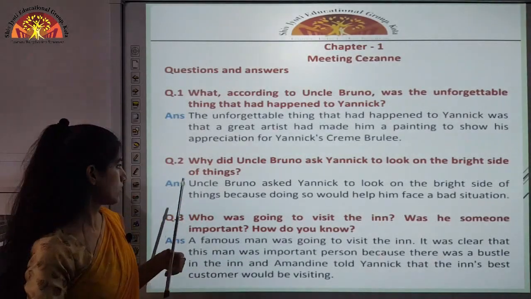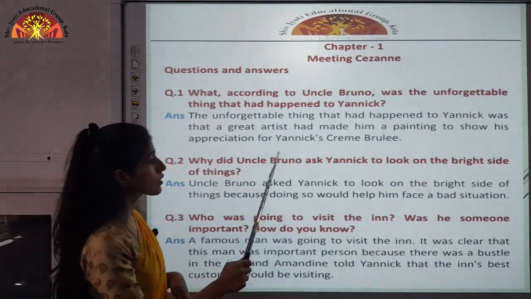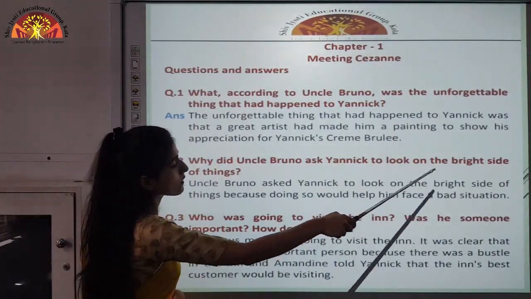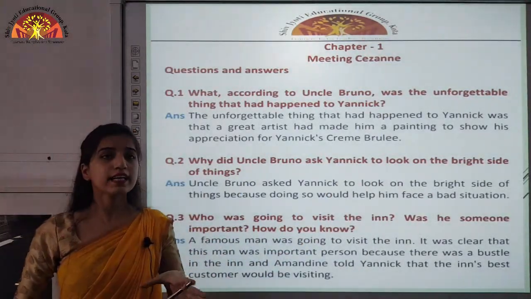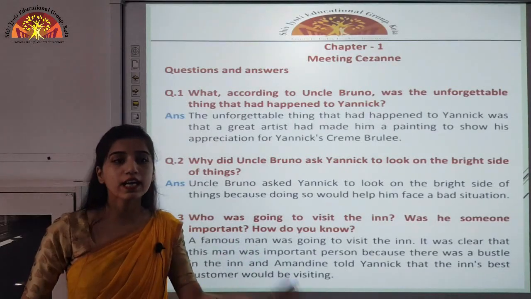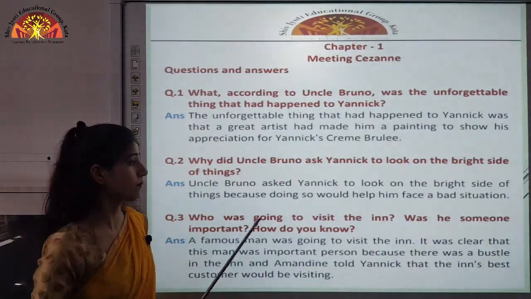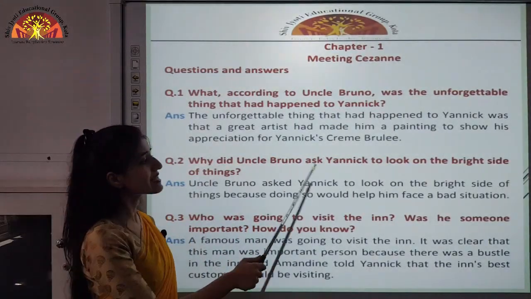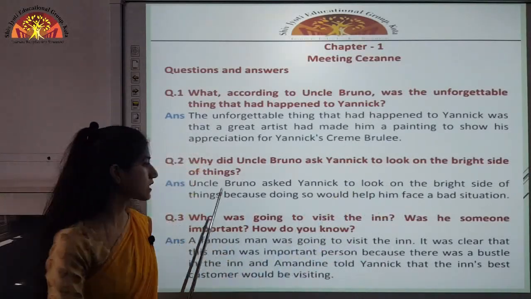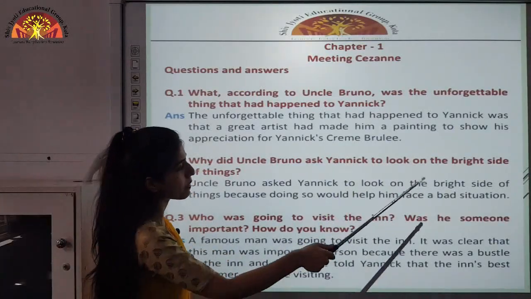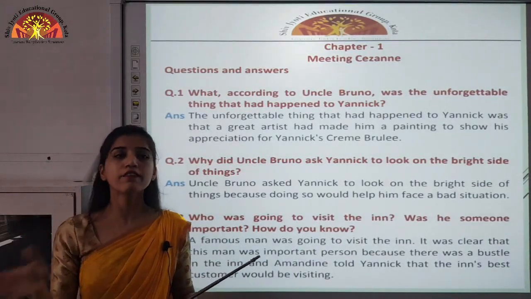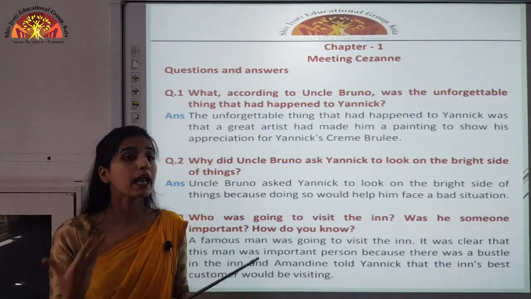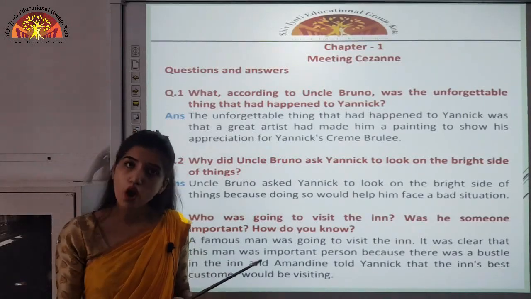Okay. Now question number 2. Why did Uncle Bruno ask Yannick to look on the bright side of things? So why did Uncle Bruno ask Yannick to always see the positive side of things? Why did he say this to him? So Uncle Bruno asked Yannick to look on the bright side of things because doing so would help him face a bad situation. Like he told him to be positive in every situation because it will help him to face the bad situations also.